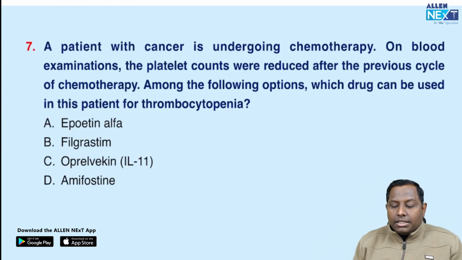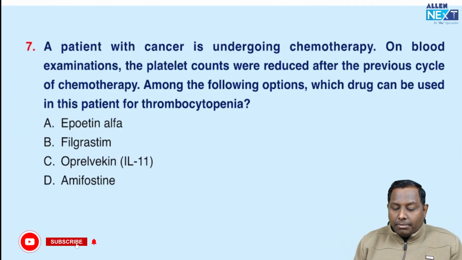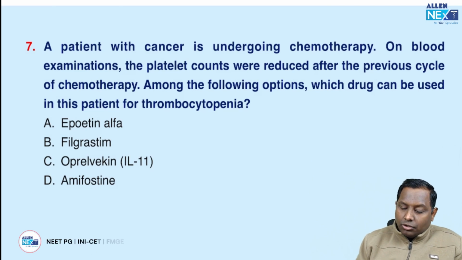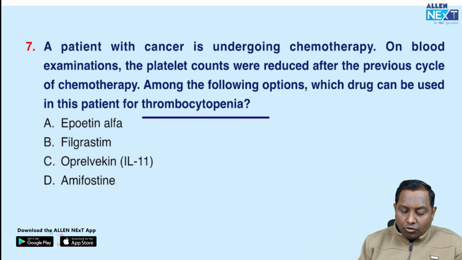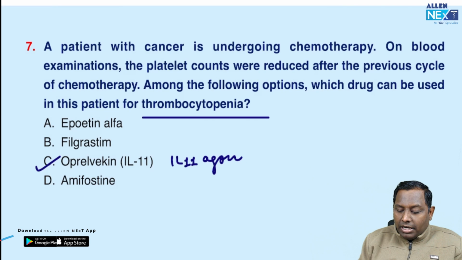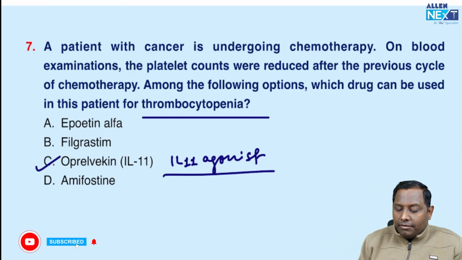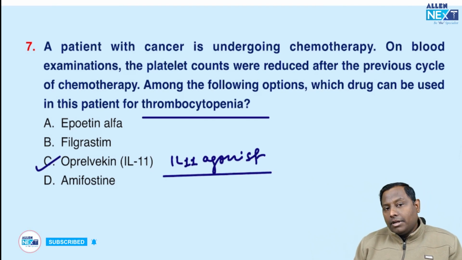A patient with cancer is undergoing chemotherapy. On blood examination, the platelet count was reduced after the previous cycle of chemotherapy. Okay, so this is a case of thrombocytopenia, and to treat the thrombocytopenia, what are you going to use? Oprelvekin, they are the interleukin 11 agonist. Oprelvekin is one of the interleukin 11 agonists.